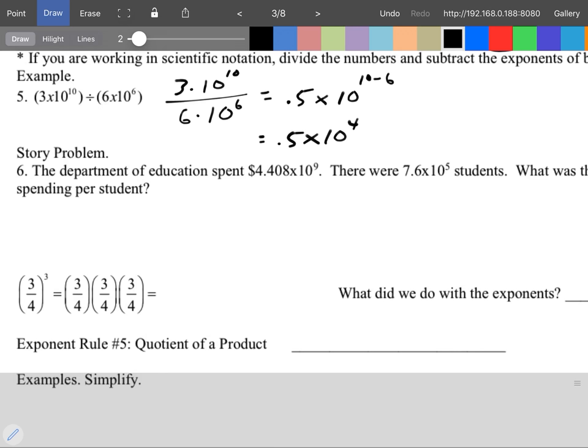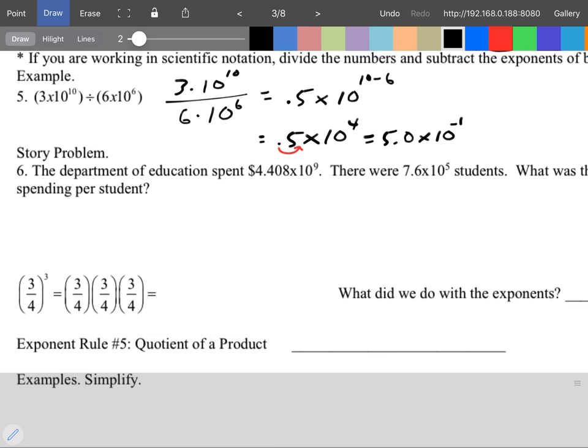But then technically that number is not in scientific notation. To be in scientific notation, you need 1 digit to the left of the decimal point. So that means you're going to need to move this decimal point over here. All right? Well, if I do that, that's going to give me 5.0 times 10 to the negative 1.